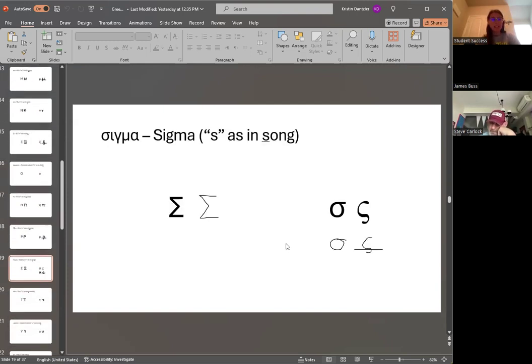Sigma is the S. This one, rather than having a curl like a 3, has straight lines. The lowercase has two forms. The one that's more like an O with a tail, you'll see at the beginning or in the middle of a word. The one that actually looks somewhat like an S, which just comes below the line, you'll only see at the end of a word.